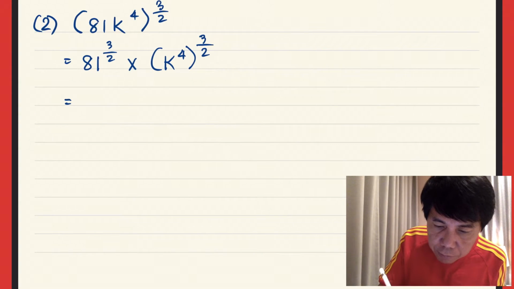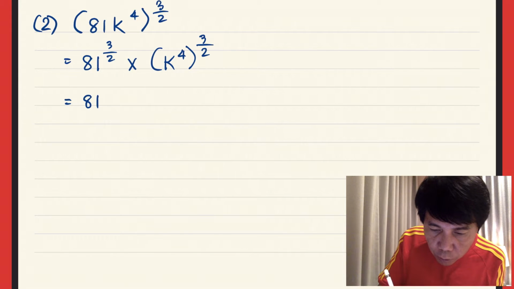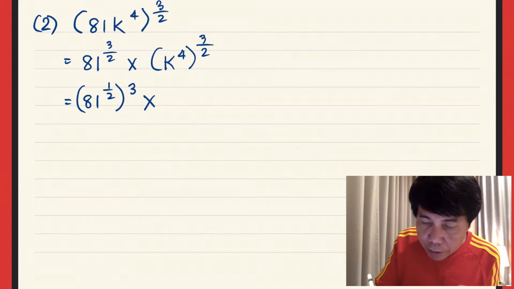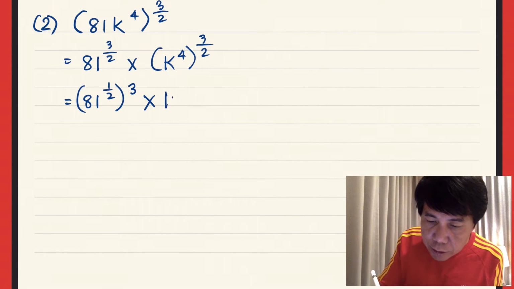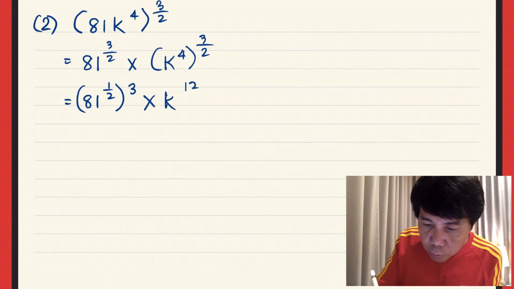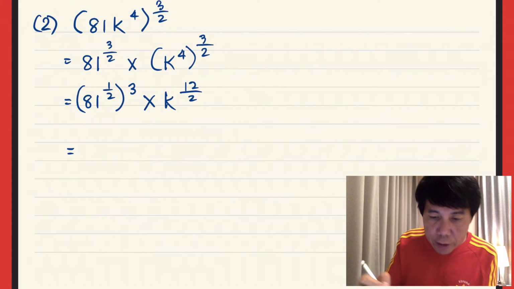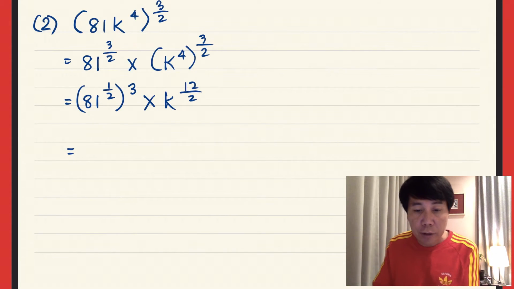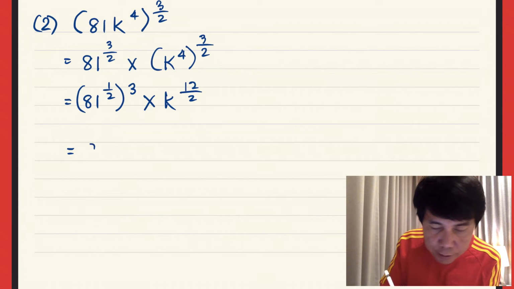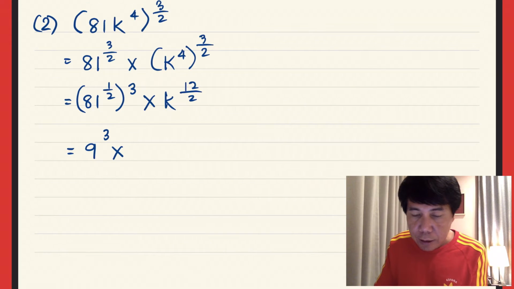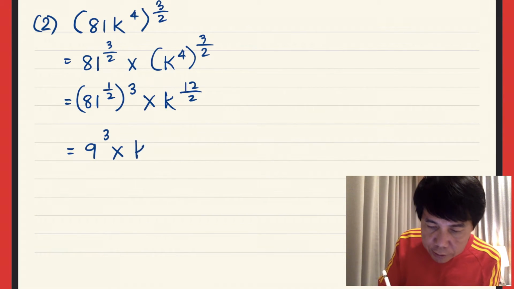Okay, now what are we going to do with it? This one, 81, so we have 81 raised to the power of 1/2, raised to the power of 3, and k raised to the power of 4 times 3 over 2, which is k to the 12 over 2. Okay, 81 raised to the power of 1/2 means the square root of 81, which is 9, raised to the power of 3 times k. 12 divided by 2 is 6. So we have k raised to the power of 6.